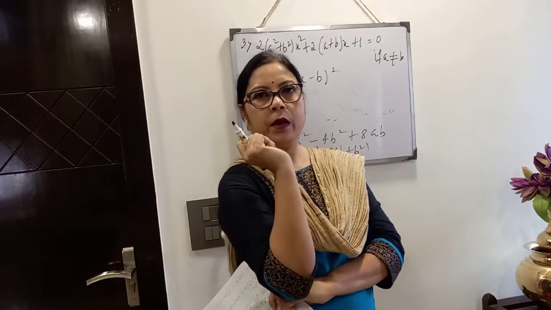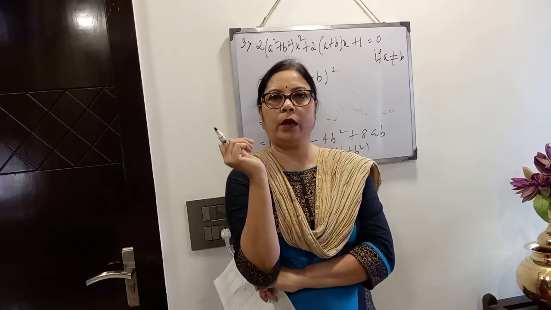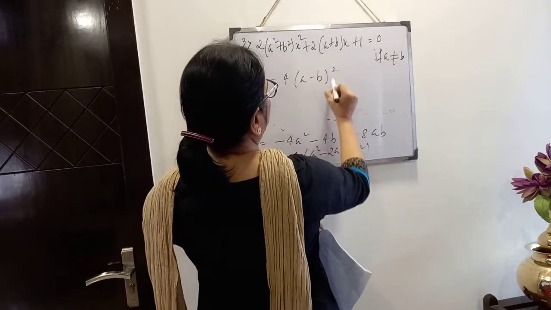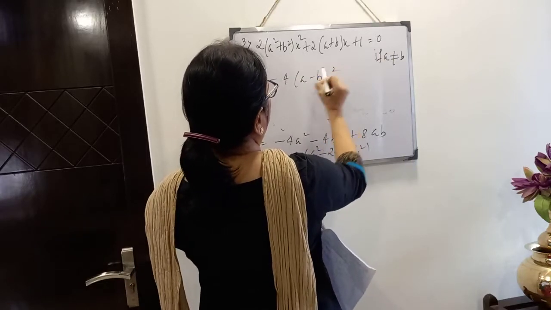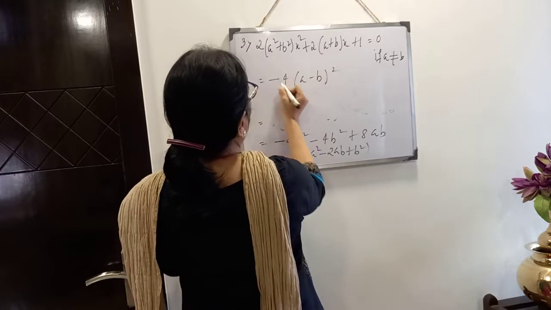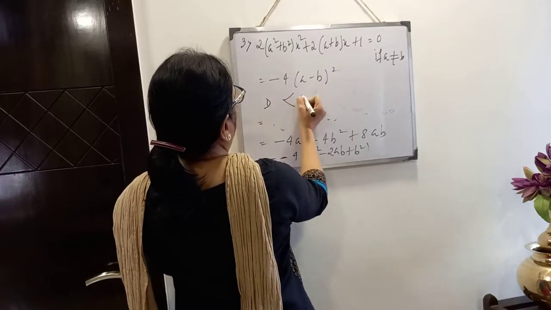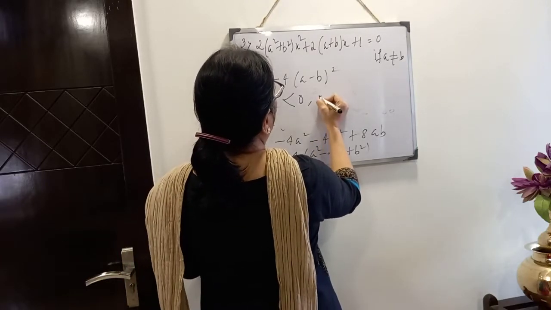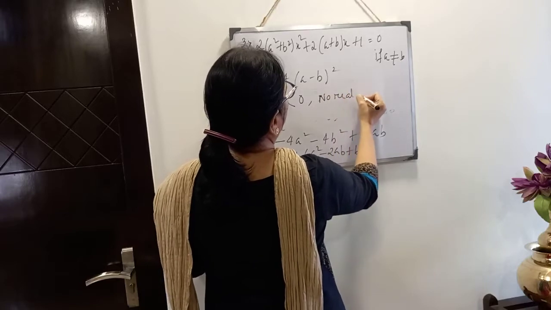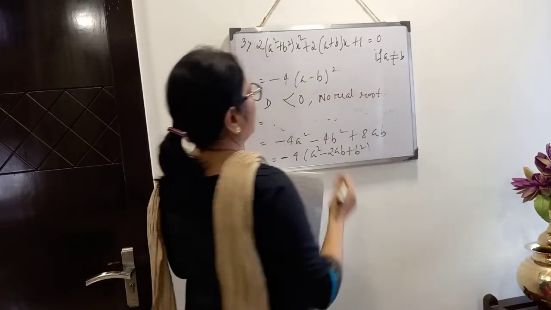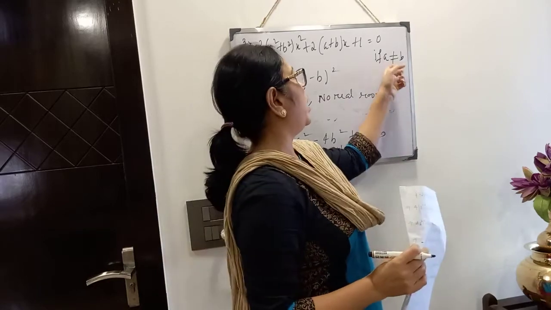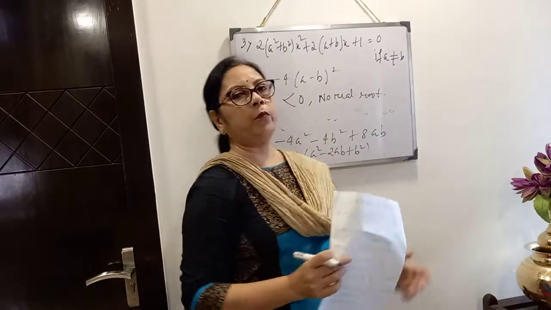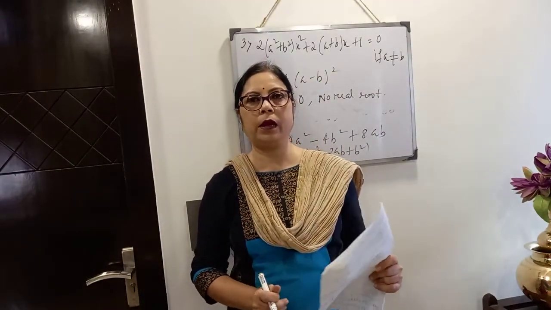When a not equals b, from the same sum two conditions are coming. If a equals b, then roots will be real and equal. And if a not equals b, that means this is a whole square, this is positive, and minus 4 is negative. So discriminant is coming less than 0. So there is no real root. So in the same problem you are getting two conditions. If a not equals b, there will be no real root. But if a equals b, then roots will be real and equal.